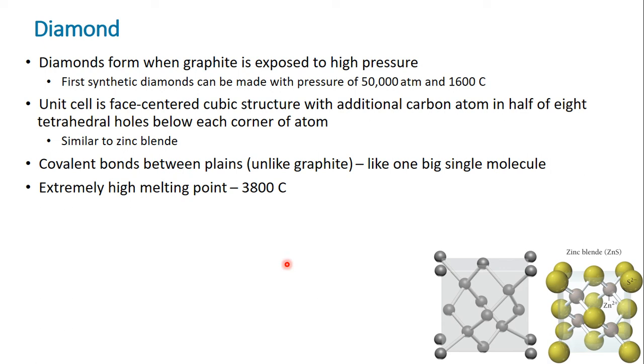Now, unlike graphite, diamond does have covalent bonds between each sheet, so you can think of diamond as one giant molecule. And since you have extra covalent bonds, it's even harder to break or melt diamond than it is graphite. In fact, diamond has an extremely high melting point of 3800 C to turn solid diamond into liquid diamond.